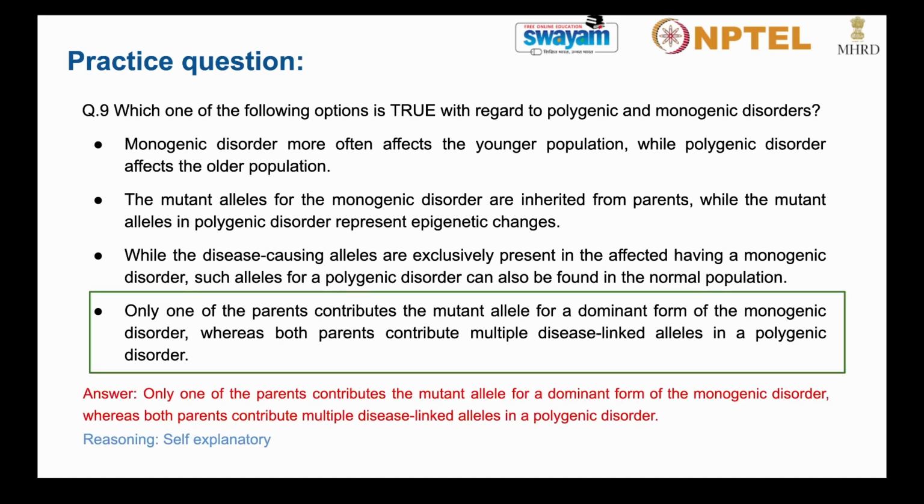So the correct answer is option D. Why? Because monogenic disorder means a single gene is involved, whereas polygenic means more than one allele is involved in a particular disease. So hence this option is correct, that only one of the parents contributes the mutant allele for a dominant form of the monogenic disorder, whereas both the parents contribute multiple disease-linked alleles in a polygenic disorder. So this is the correct answer for this question.